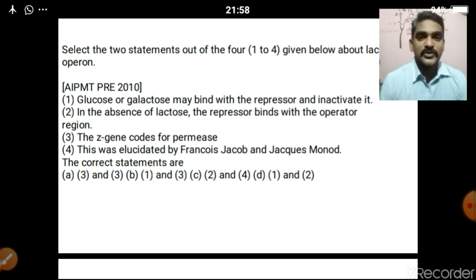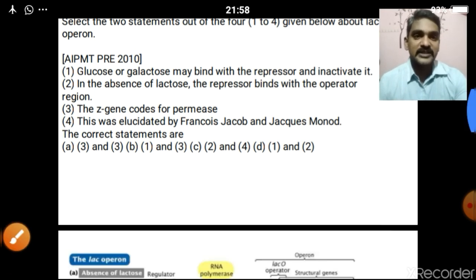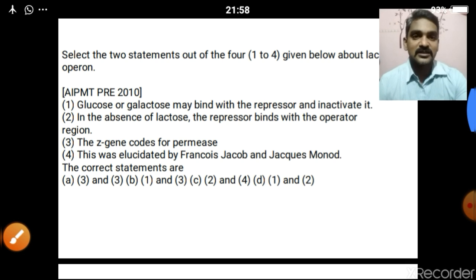And the third option, you can see that the Z gene codes for permease. So the Z gene will not code for permease. The Z will be coding for what? Galactosidase enzyme. So it is also wrong. The fourth option, this was elucidated by Jacob and Monod. So that is right. So options 2 and 4. So you can see the answer will be C. So C will be the answer.